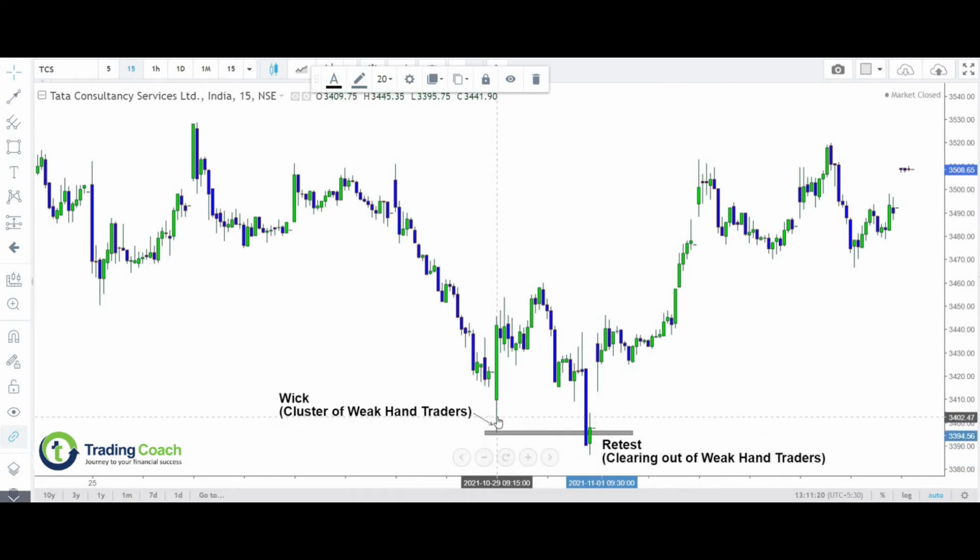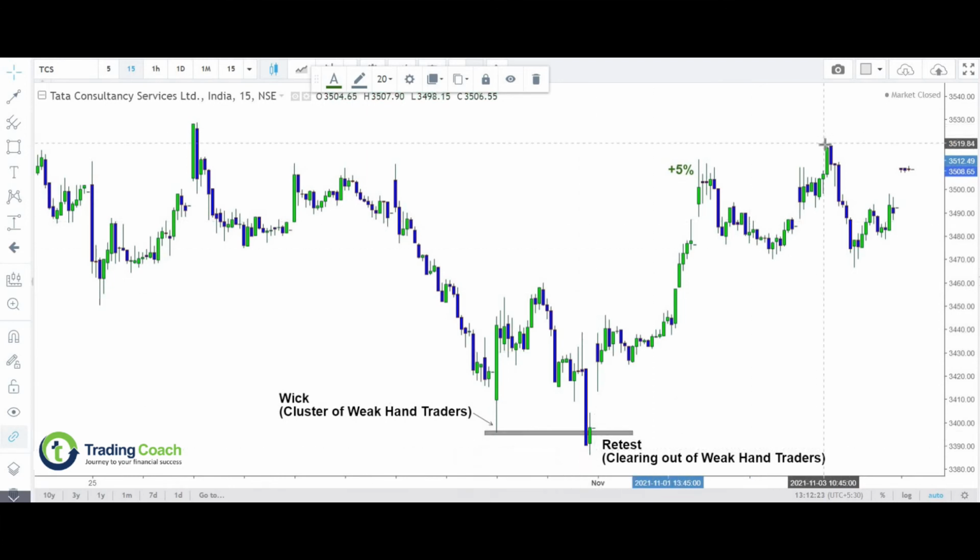So these weak hand traders could be buyers, could be sellers, or they could be retail traders, they could be small scale portfolio managers. So all these guys who are now clustered around this particular wick are actually getting shaken out. And right after the shakeout, or right after this particular retest, you can see a very good upside movement in the stock prices, right? The market has climbed nearly around 5% all the way from 3,390 to 3,520. I think it is just within 2 days we can see a very sharp market movement right after this retest.